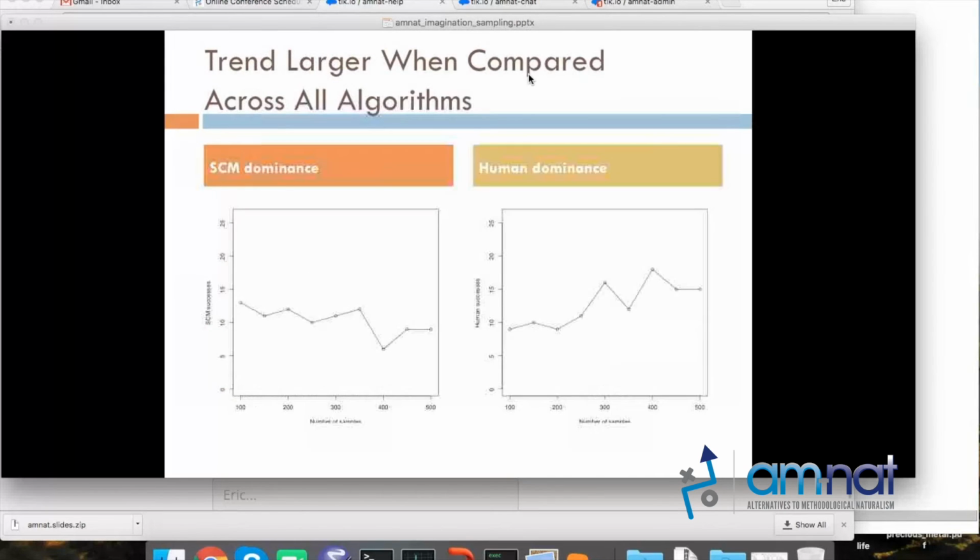The previous slide was just myself compared to the set cover machine. If we compare across all algorithms and look at which algorithm was the best, you can see this trend is much more pronounced. The times my hypothesis was the best shot up at a steeper rate than in the previous graph. So that is some kind of evidence that induction is happening. I am generalizing to some extent. It didn't jump out and grab me by the face or anything, but there's some kind of evidence there.